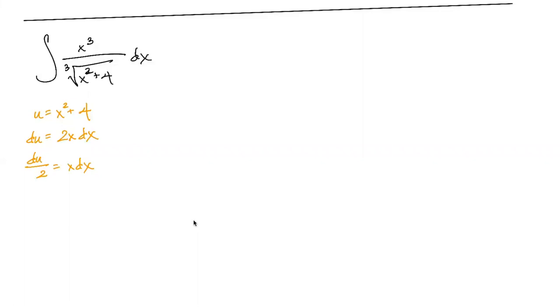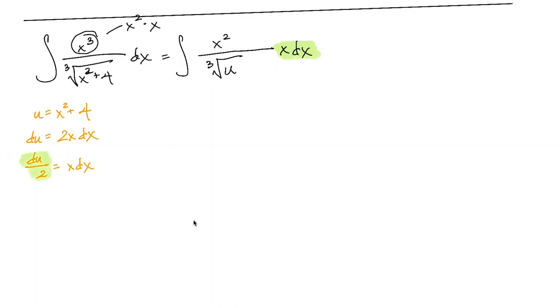The part that's a little untraditional is we're still going to take this x cubed and split it into x squared times x. So we're blending two different techniques. So that's going to give us the integral of x squared over the cube root of u, and then x dx. And this x dx can be replaced with the du over 2.